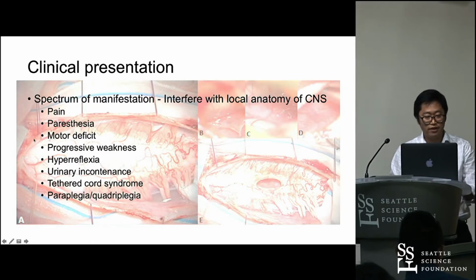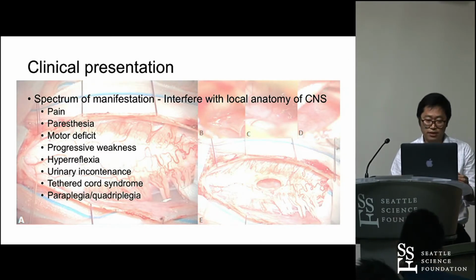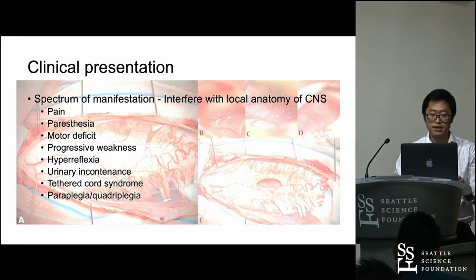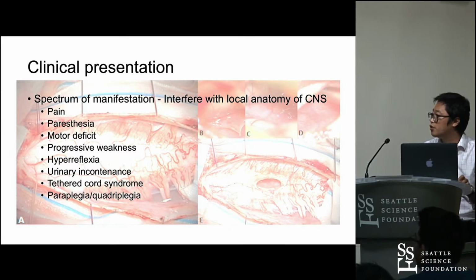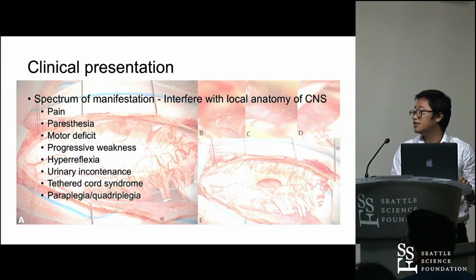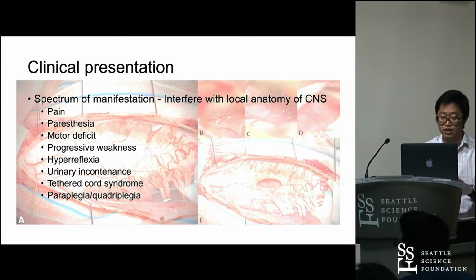In terms of clinical manifestation, again, we can have a spectrum of manifestations depending on the spinal level affected. You can have pain, paresthesia, motor deficit or progressive weakness, hyperreflexia, which is a sign of upper motor neuron injury, urinary incontinence if it affects the autonomic nervous system, tethered cord syndrome, and if it is severe enough to compress the upper motor neuron, then you can have paraplegia to quadriplegia.